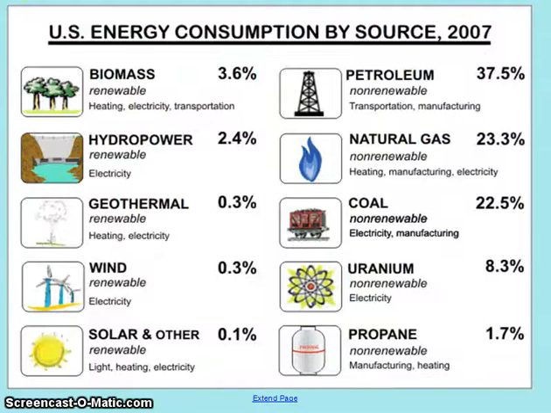The last thing I'd like to show you is energy consumption by source. It's going through all the different forms of energy resource that we've talked about just now. Things like biomass, hydropower, geothermal, wind, solar, petroleum, natural gas, coal, uranium, and propane. All the items in the left-hand column are renewable energy resources. As you can see, they account for a very, very small portion of the energy we use. On the other hand, our non-renewable resources account for the vast majority of the energy that we consume.